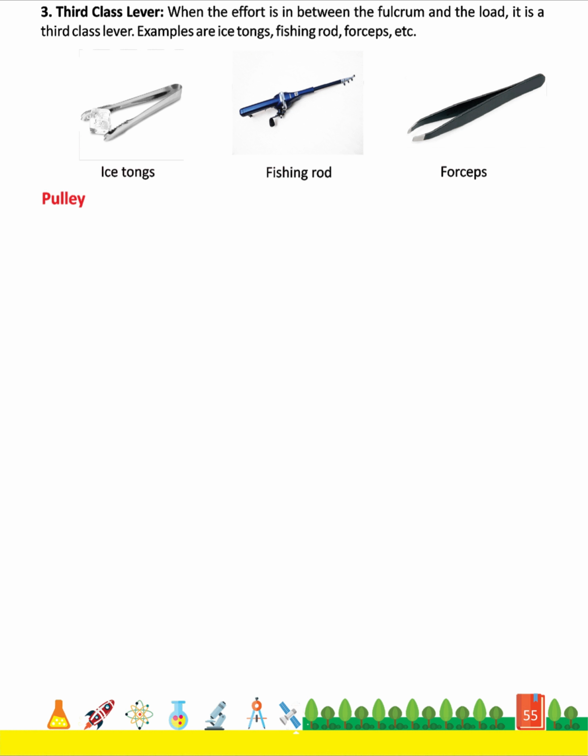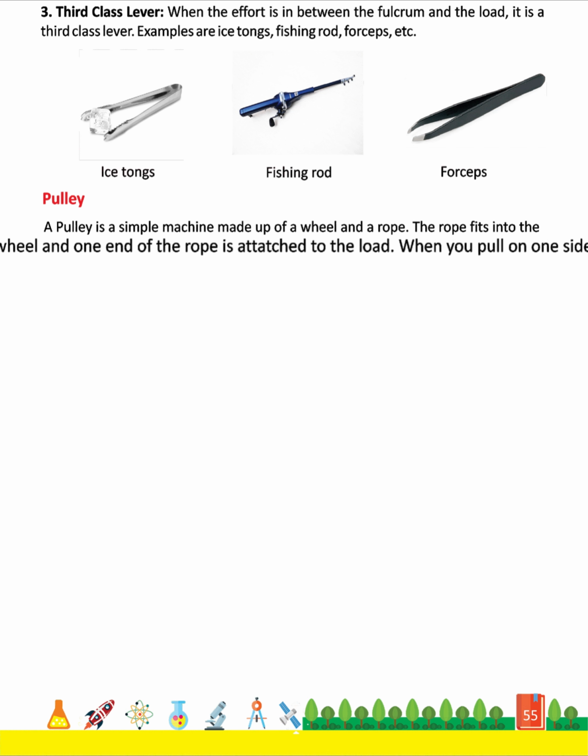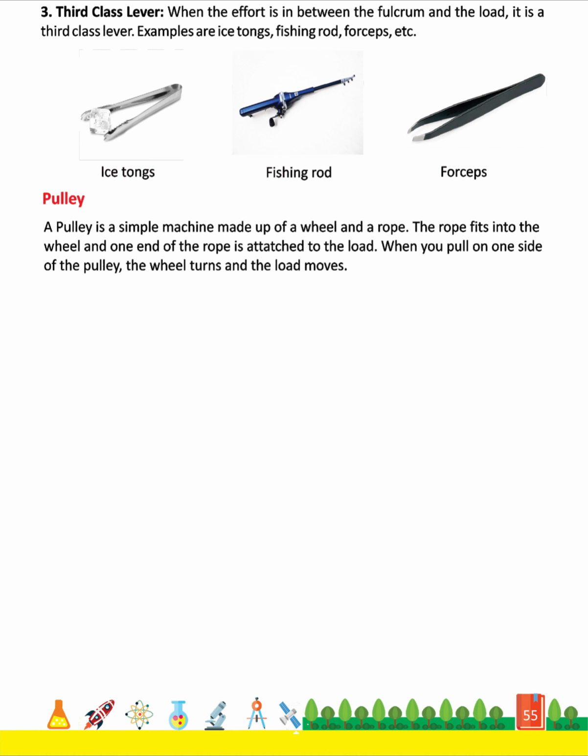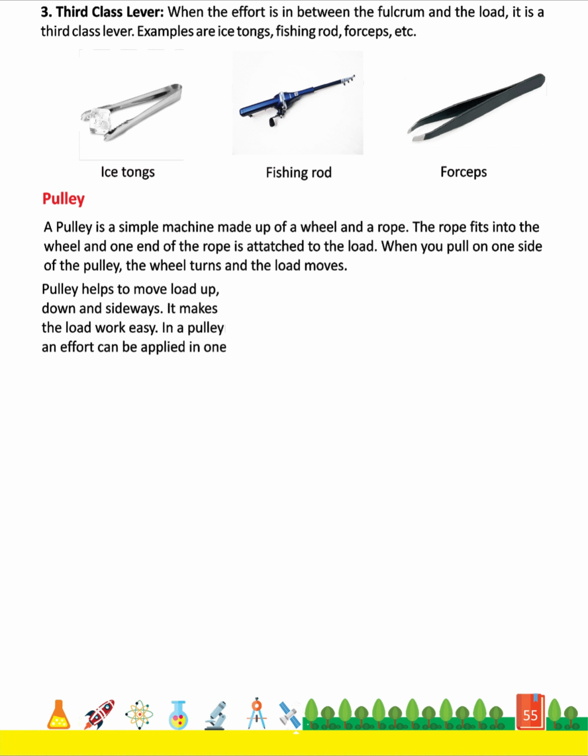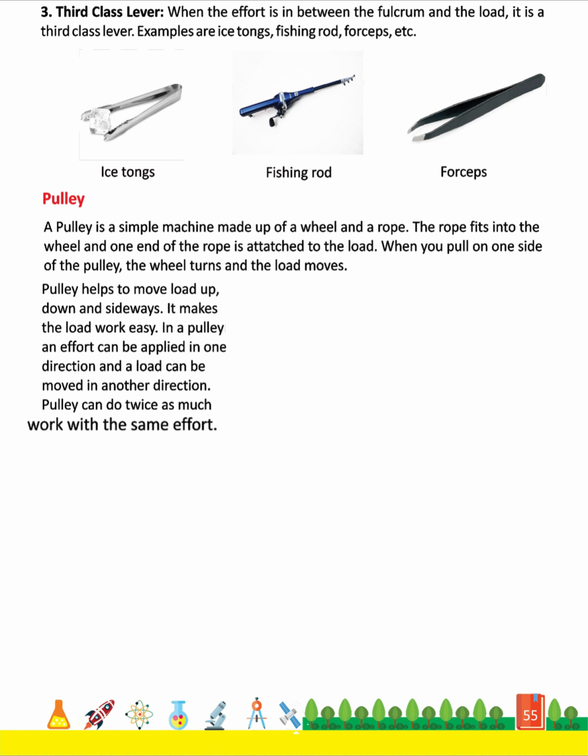Pulley. A pulley is a simple machine made up of a wheel and a rope. The rope fits into the wheel and one end of the rope is attached to the load. When you pull on one side of the pulley, the wheel turns and the load moves. Pulley helps to move load up, down and sideways. It makes the load work easy. In a pulley, an effort can be applied in one direction and a load can be moved in another direction. Pulley can do twice as much work with the same effort. Crane, pulley.